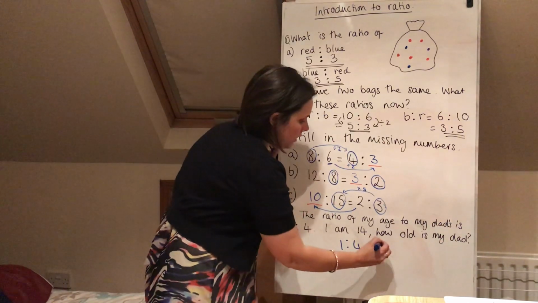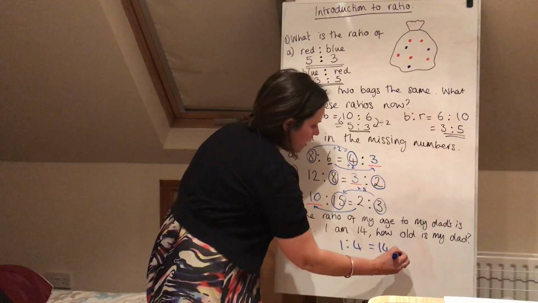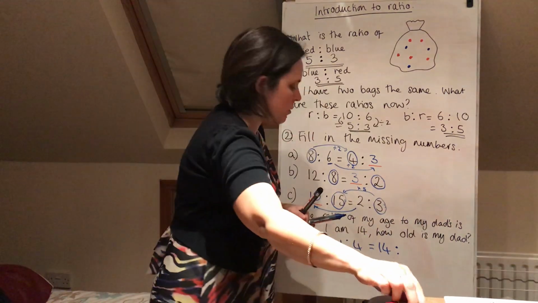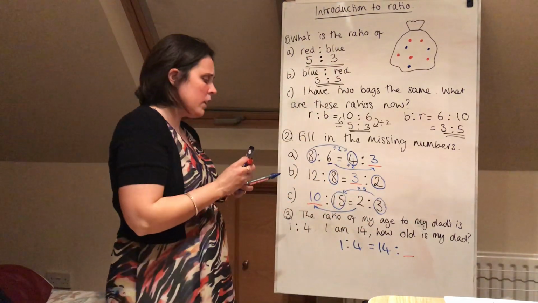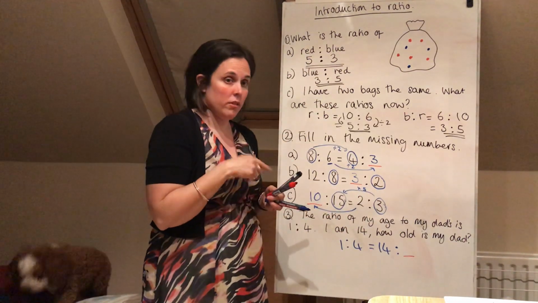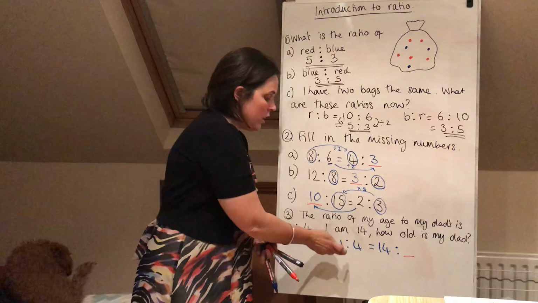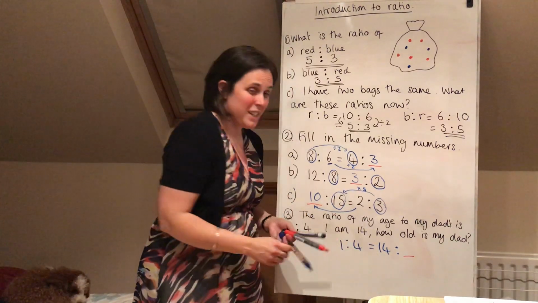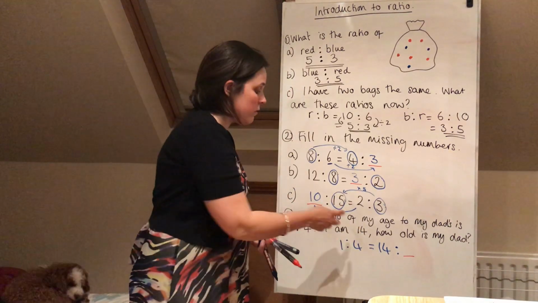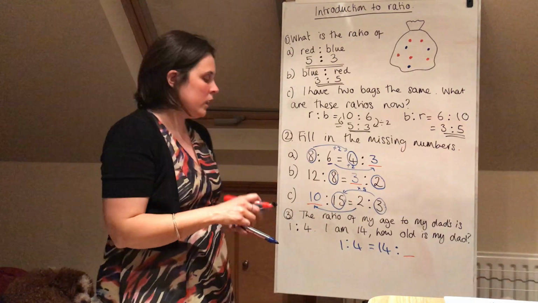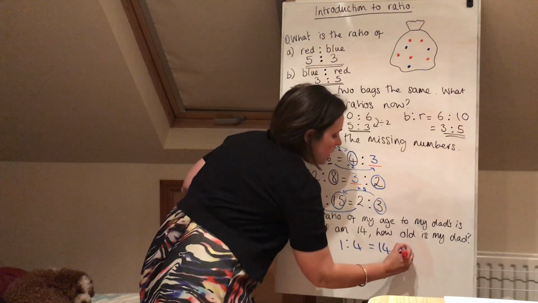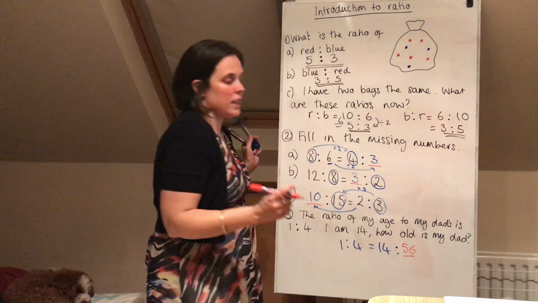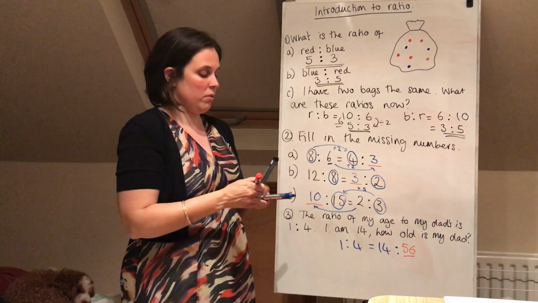So the 1 becomes 14, and then we're trying to work out what is the dad's age that goes here. So again, you're looking at the relationship. What have I had to do? Well, I've multiplied 1 by 14 to give me 14, so I have to do the same with the 4. And 4 multiplied by 14 is 56, so therefore the dad is 56 years old.